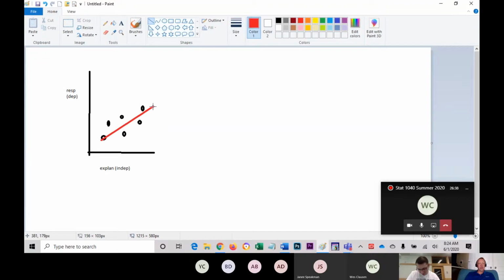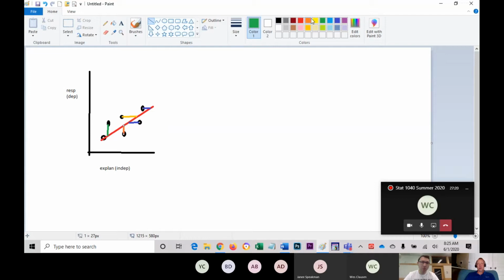I can draw a line here. Now there's a lot of different lines I could draw. I could draw any of these, right? So the question is, which is the best line? We could draw a line that minimizes the horizontal distance to the line. Okay, so that's one thing we could do. Or we could draw a line that minimizes the vertical distance, like this here in green.